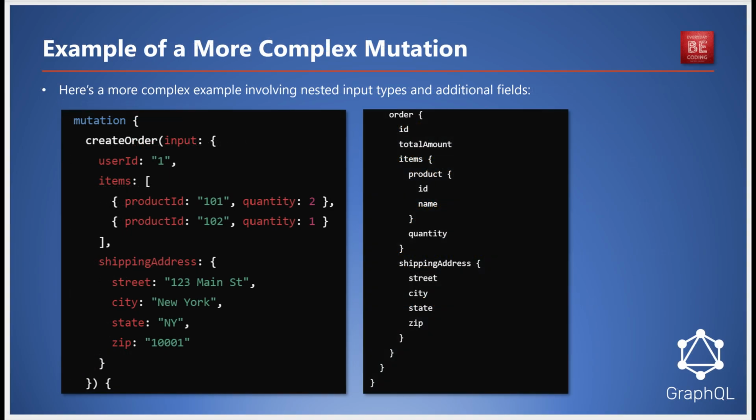Expanding on this, consider a more complex mutation, such as creating an order. This mutation involves nested input types and multiple fields, including user ID, items array, and shipping address. Each item in the order and the address details are specified in the input, and the mutation returns comprehensive details of the order, including each item's product information and the shipping address.